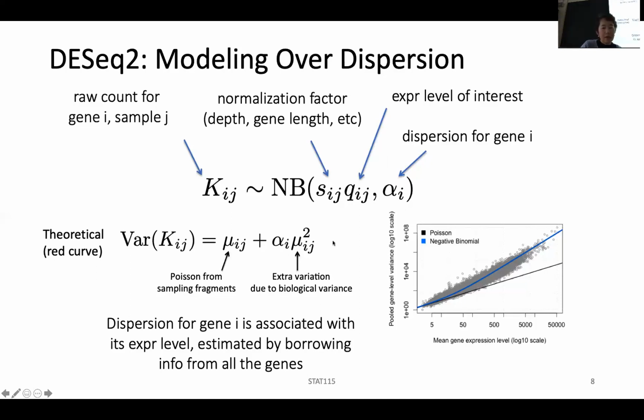And you can see here, if the sample average or mean is higher, then the dispersion is also a little higher, which captures the situation here, okay? So you can see here the dispersion for gene I is associated with its own expression level, because if the expression is low, the variance would be lower, but if the expression is high, the variance will also be higher. But the theoretical variance, which is this blue curve, we estimate by borrowing information from all the other genes to really get this curve.